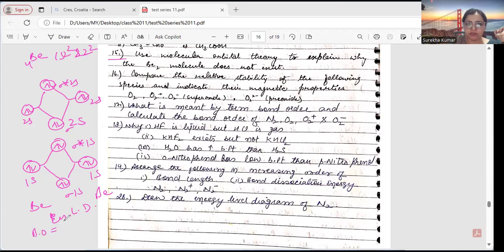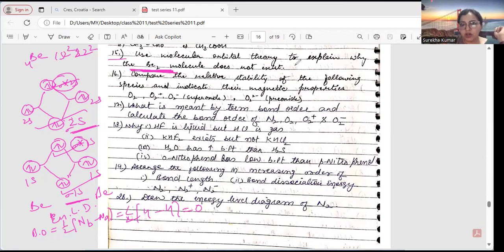To calculate the bond order, the formula is half of number of bonding electrons minus number of anti-bonding electrons, Nb minus Na. This is anti-bonding, this is anti-bonding, this is bonding, and this is bonding molecular orbital. Total bonding electrons are 4, 2 and 2. So 4 minus anti-bonding. How many anti-bonding? 2 and 2, 4. 4 minus 4, what will it be? 0. So the answer is 0. Now we can say Be2 will not exist because its bond order comes out to be 0.